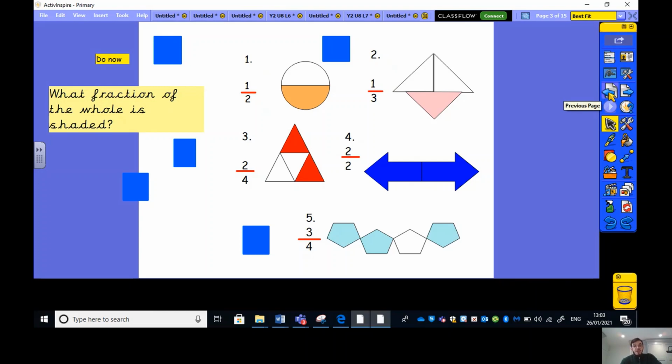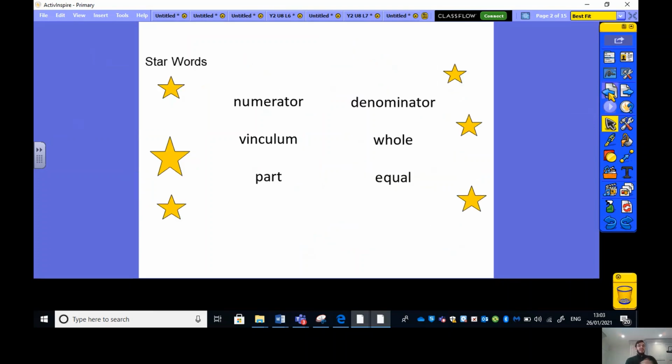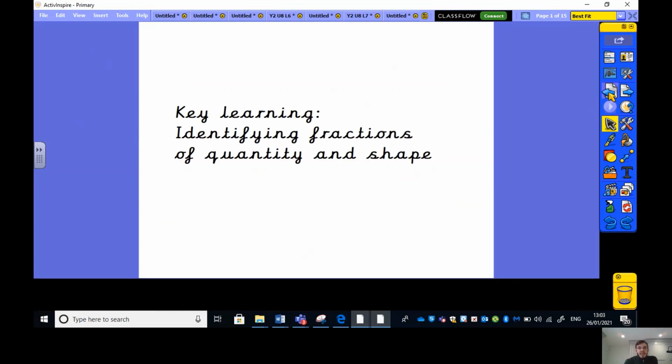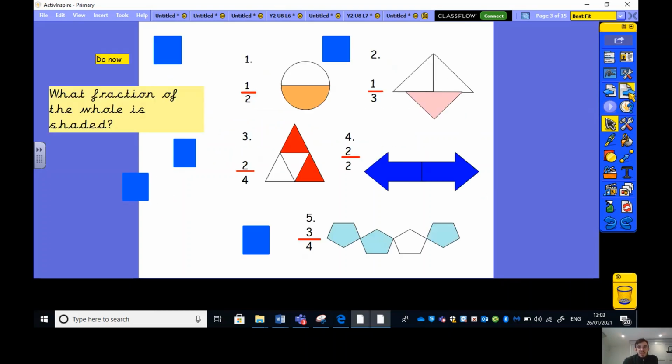Now let me take you through our star words today. Remember, I say it, you say it. Numerator, denominator, vinculum, whole, part, and equal. Well done. So there's some of the key words that will be coming up today as we learn to identify fractions of quantity and shape.